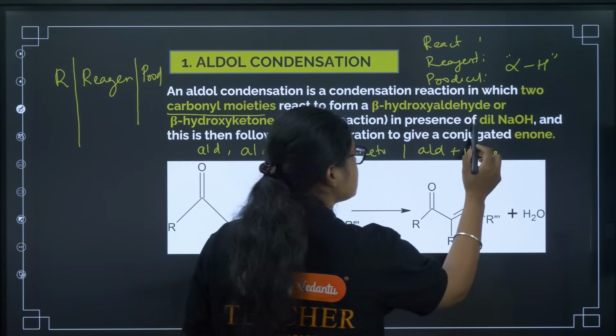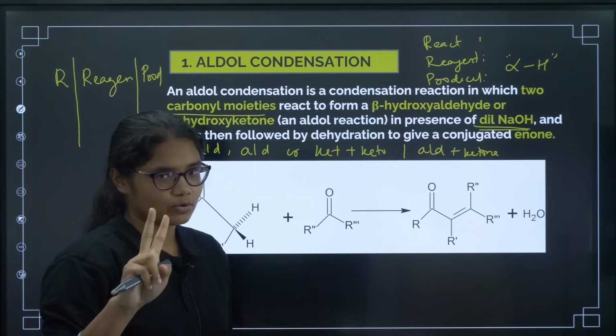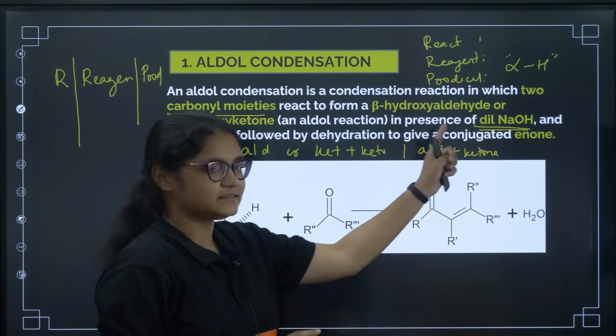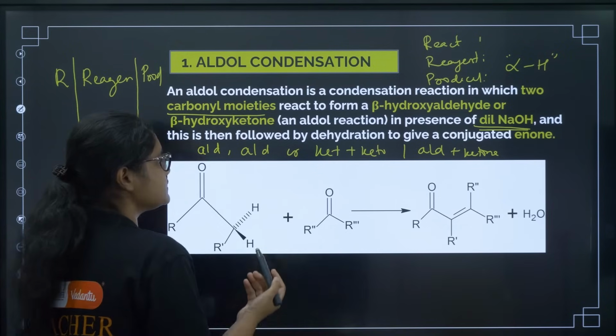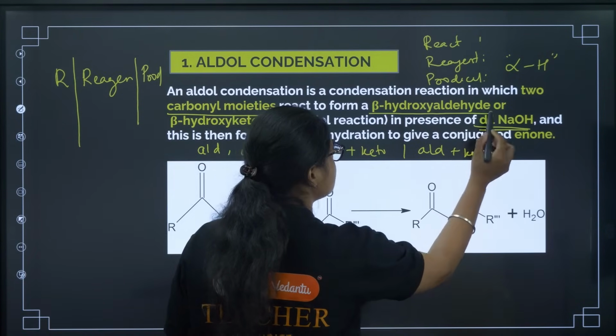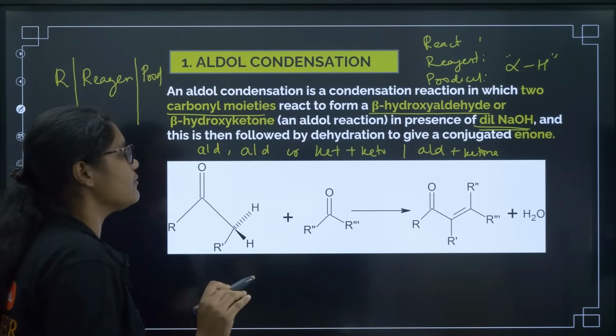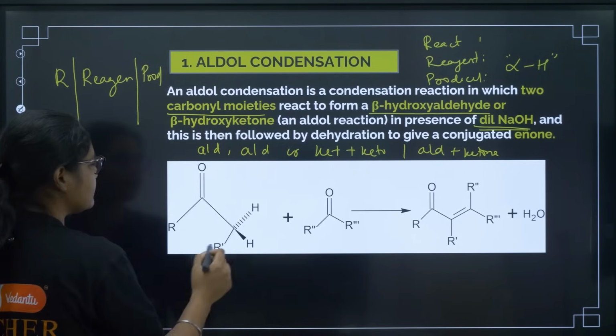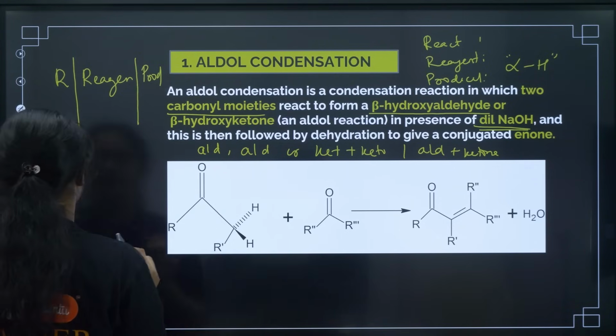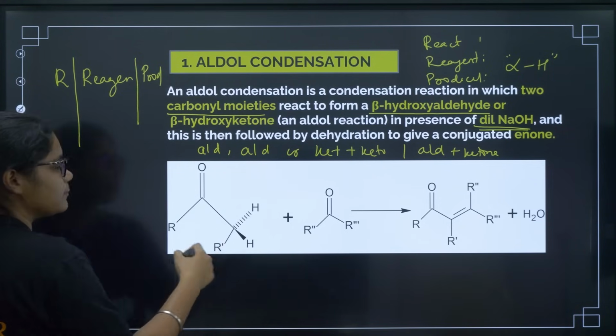Now what is the reagent? So reactants are 2 carbonyl moieties, reagent is dilute NaOH, and then what is the product formed? The product formed is beta hydroxyaldehyde or beta hydroxyketone. Now I'll be explaining this reaction. See how to write the product easily.